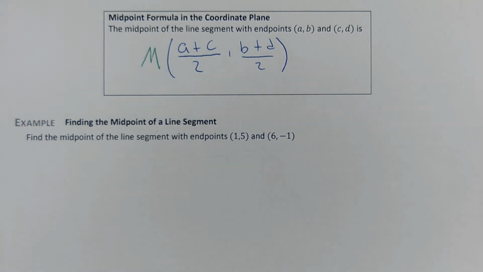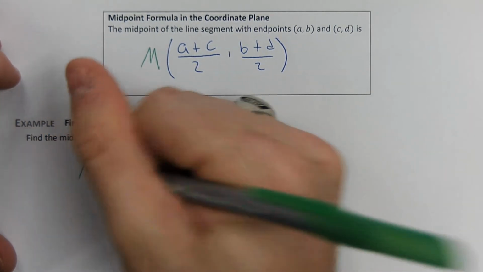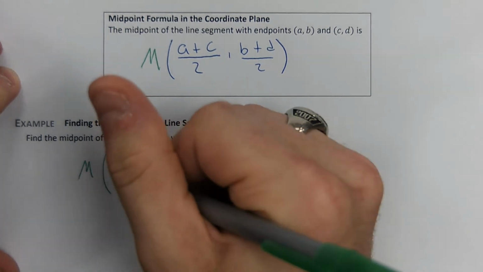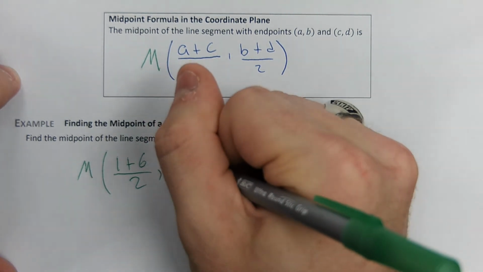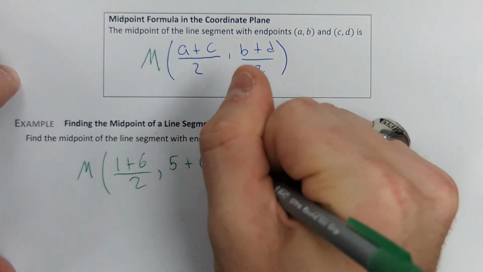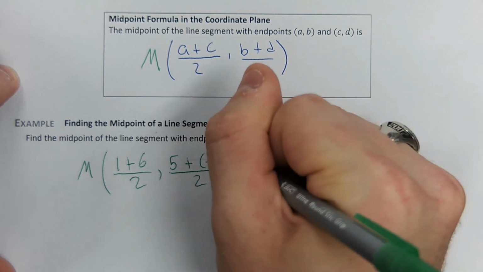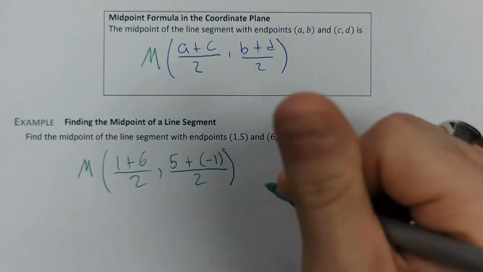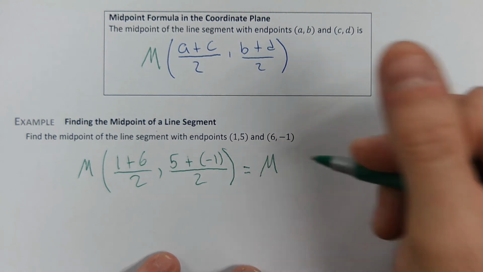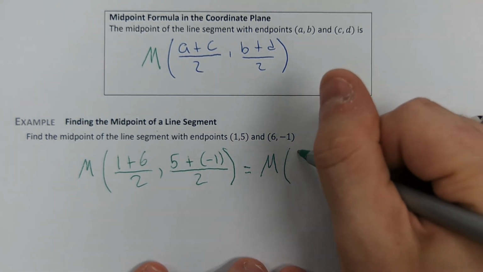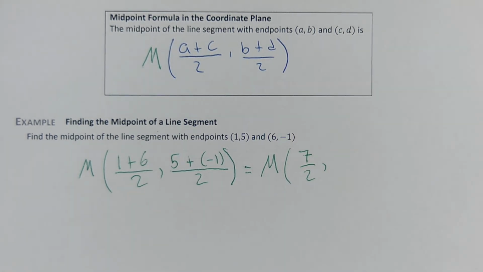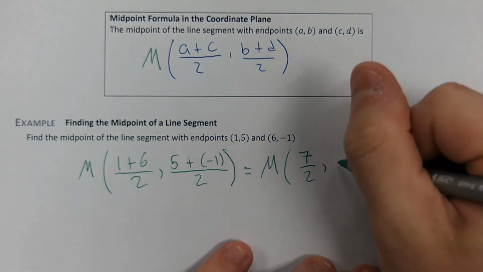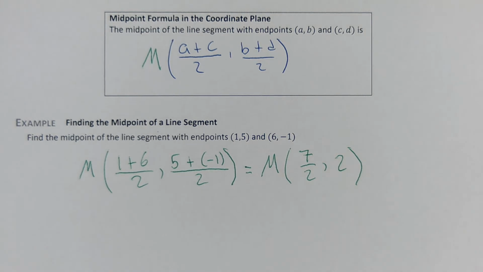I don't care if you do or don't. I'm just letting you know. I'll go ahead and write it this time. First x plus the second x divided by 2, and the first y plus the second y divided by 2. 1 plus 6 is 7. I'm going to leave it as a fraction. 7 over 2. 3.5 is okay, but I like fractions. And 5 plus negative 1, that's the same thing as saying 5 minus 1. 4 over 2, which is just going to be 2. And there it is for that.